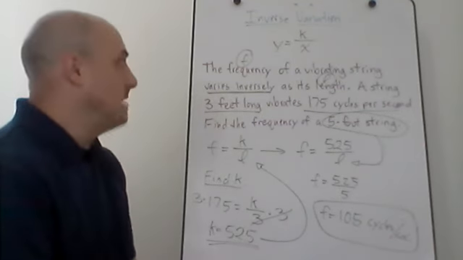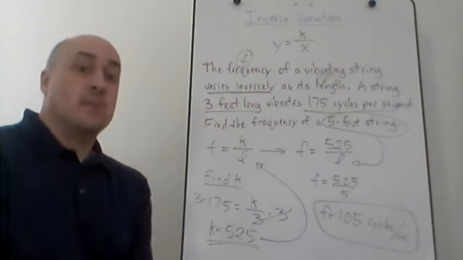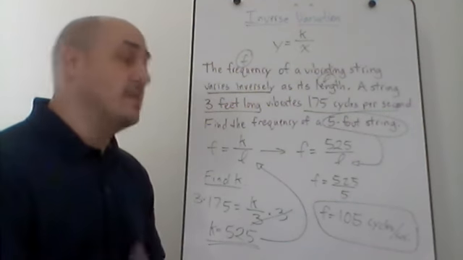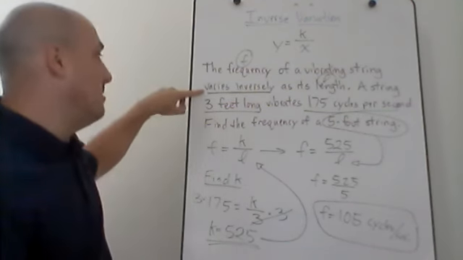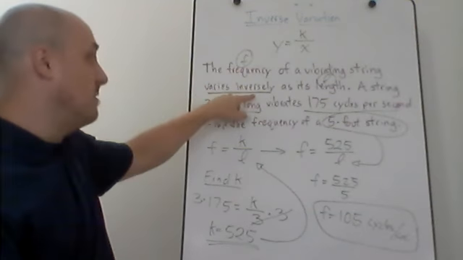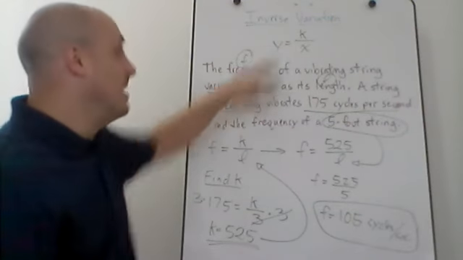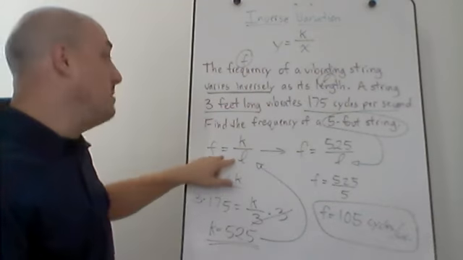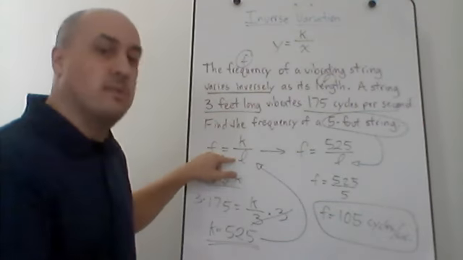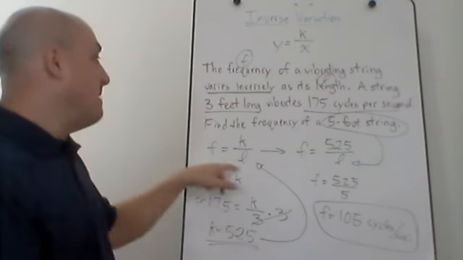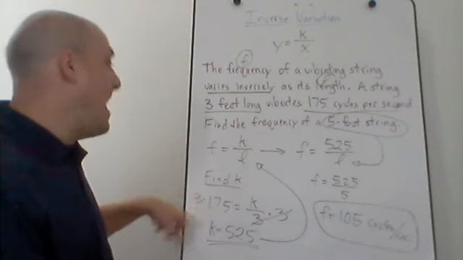So that's an example of using inverse variation. Again, when you're reading one of these variation word problems, the first thing you have to do is identify the type of variation. Is it direct? Is it inverse? Is it joint variation? This one says it varies inversely. That tells me what my equation is going to look like. I write that equation putting in proper letters for the variables I have, the frequency and the length. I plug in the numbers they give me for frequency and length in order to solve for k.